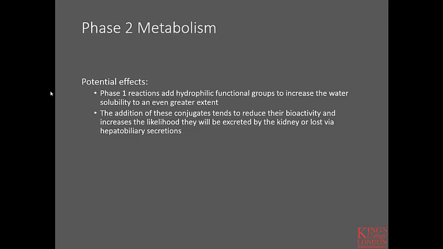Phase 2 metabolism. Phase 2 reactions add hydrophilic functional groups to increase the water solubility to an even greater extent than the hydroxylation steps of phase 1. And the addition of these conjugates tends to reduce their bioactivity. So once something's been glucuronidated or sulfated, or has a sulfate or methyl group added to it, it begins to lose its ability to have a biological function, and it increases the likelihood that it's going to be excreted by the kidney or lost to hepatobiliary secretions.